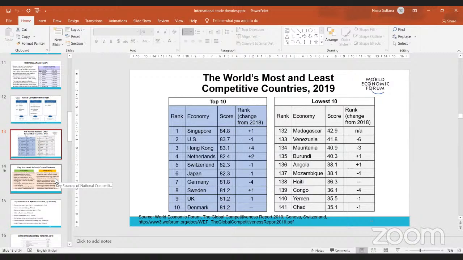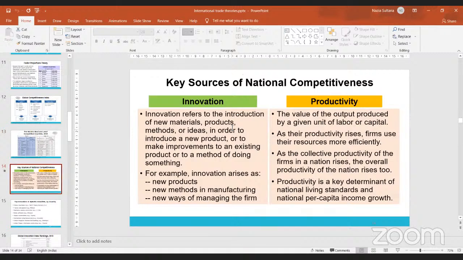Then you have what makes nations competitive. From where does this competitiveness come? You see innovation and productivity. You innovate and the competitiveness comes through innovation, or you're very good at productivity in terms of reduced cost of production, in terms of labor efficiency. So the competitiveness of a country is derived from innovation and productivity. These are the key sources of a nation's competitiveness. Yes, both of them.